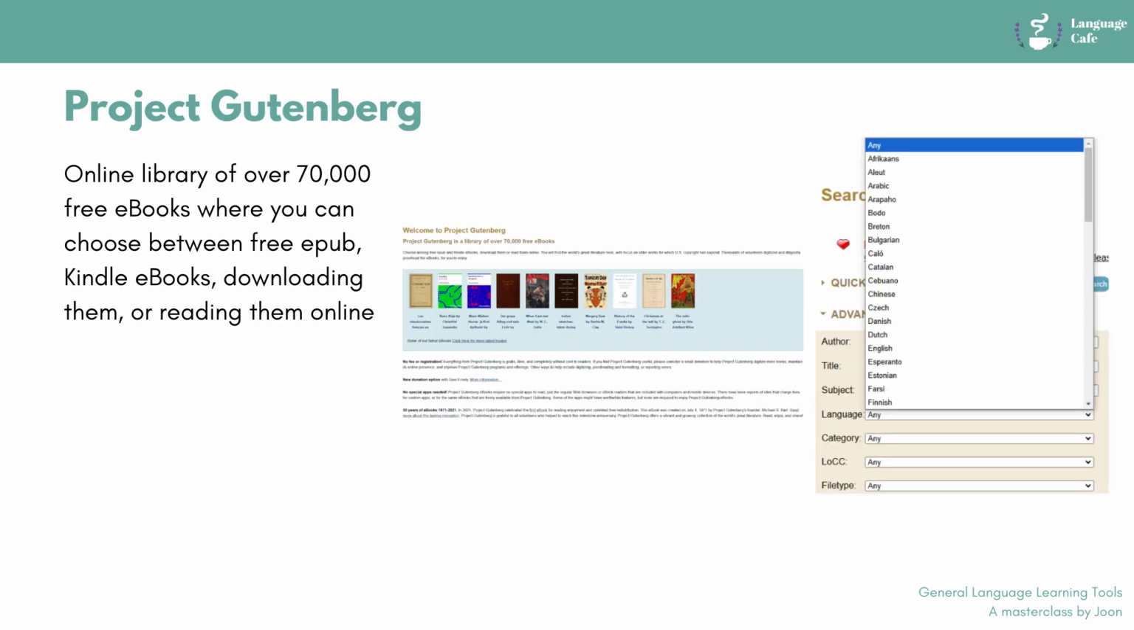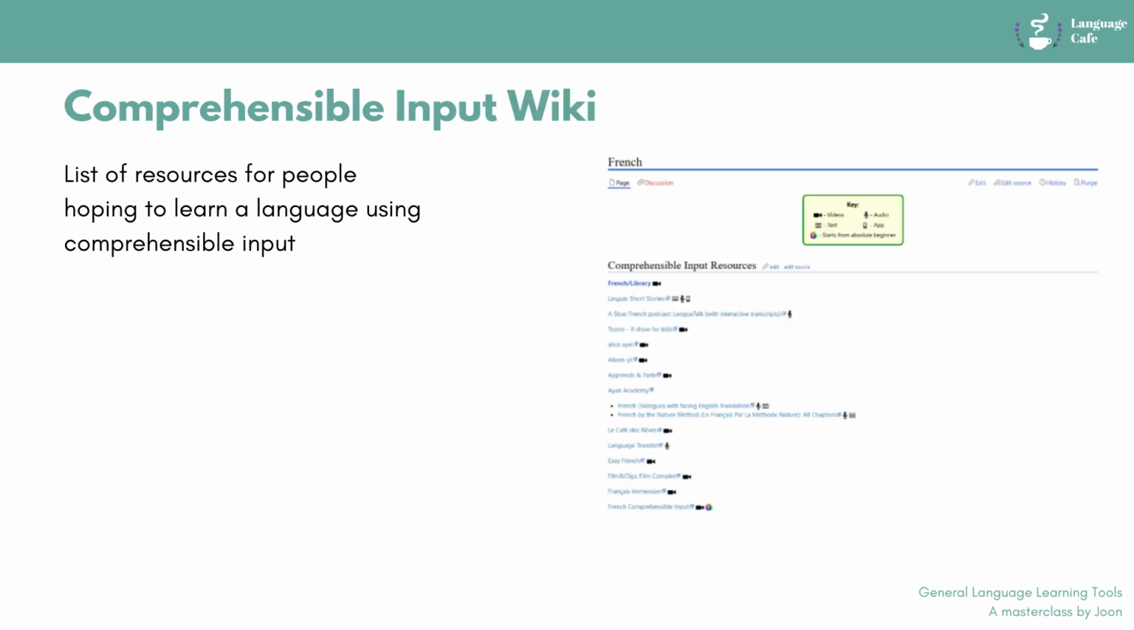This one is Project Gutenberg, and it is a library of over 70,000 free ebooks where you can choose between free EPUB and Kindle ebook. You can download them, you can read them online, and there's no fee and you don't need to create an account. So this is basically for reading material if you want to read anything for free in any sort of language. Okay, next one is the Comprehensible Input Wiki.